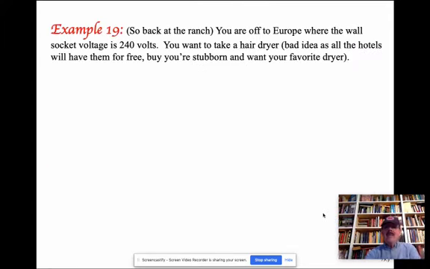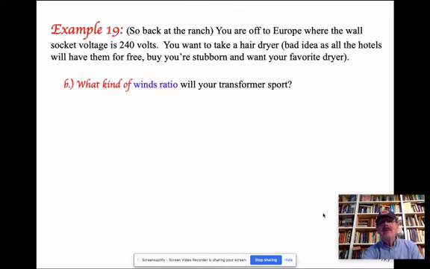Anyway, with all of that information, we're back at the ranch with our dryer going off to France or wherever. What's the turns ratio going to be for this thing? You just use your little relationship. You know that the secondary's got to be 120 and the primary 240. So the turns ratio is going to be 1 to 2.